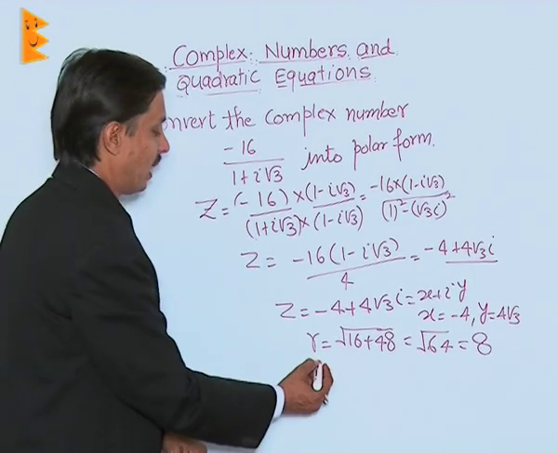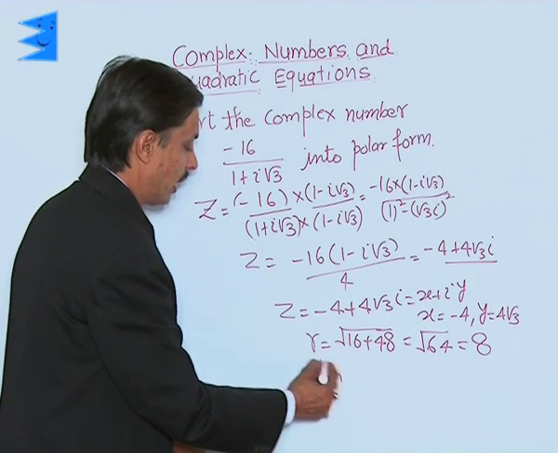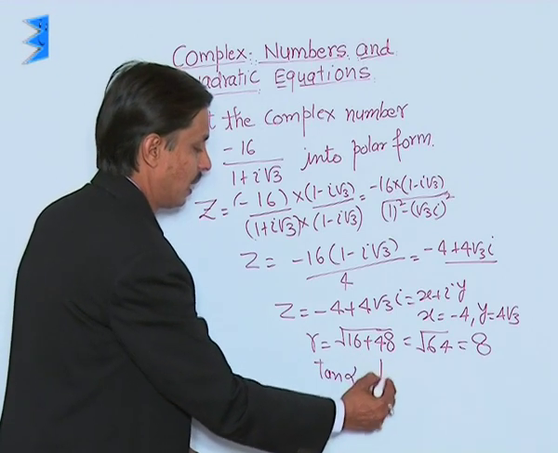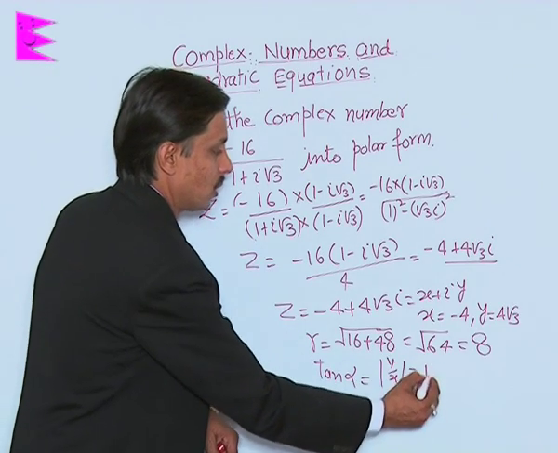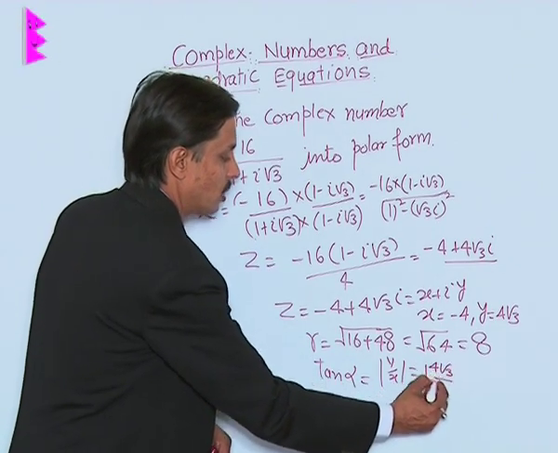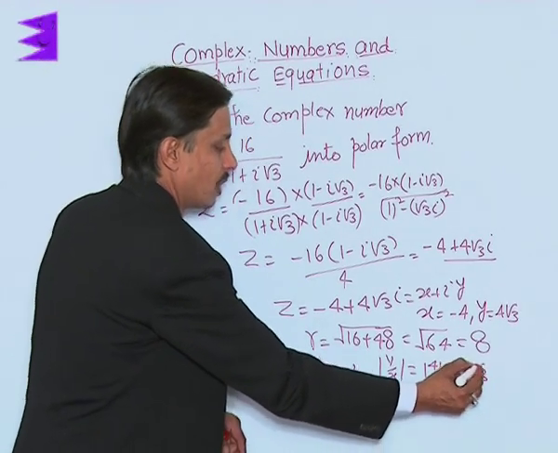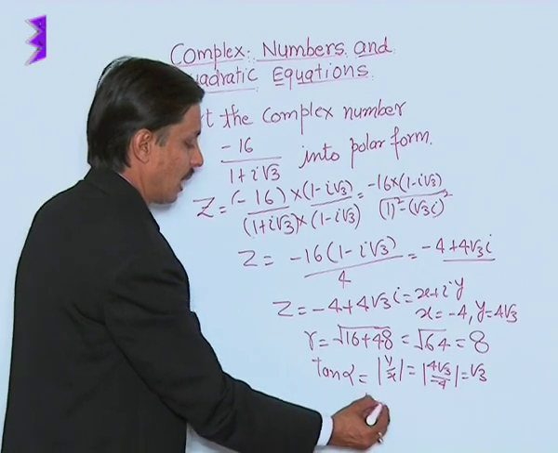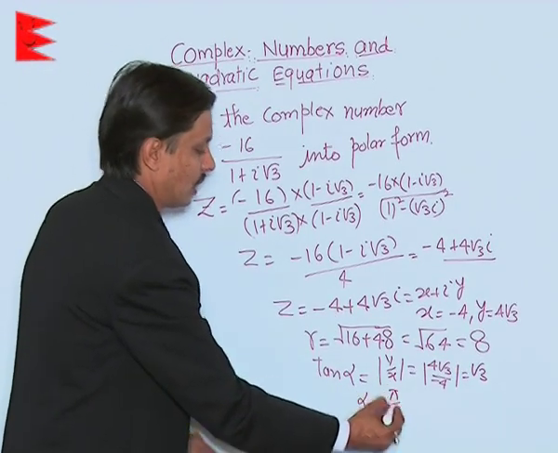Now we want to find the argument. To find the argument, we will calculate, for example, tan alpha equals mod of y upon x. y is 4 root 3, x is -4, which gives us root 3, which implies the value of alpha, tan inverse of root 3, is coming out to be pi by 3.